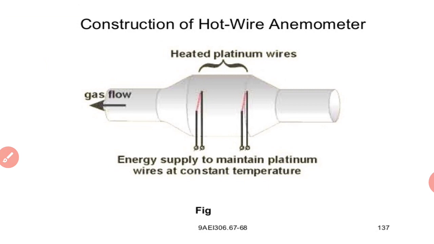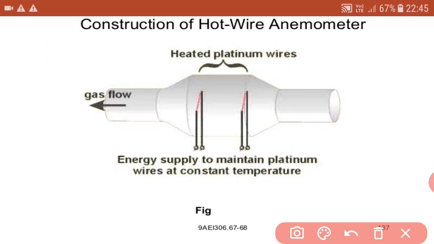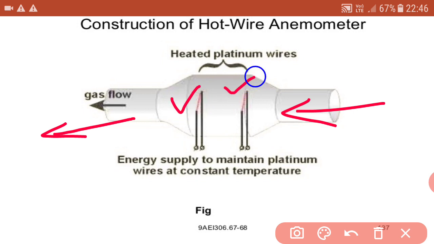Construction of hot wire anemometer. Here we can see gas flow will be from here. Okay, so it will flow in this direction. This is the heated platinum wire. So energy is supplied to maintain the platinum wire at constant temperature.